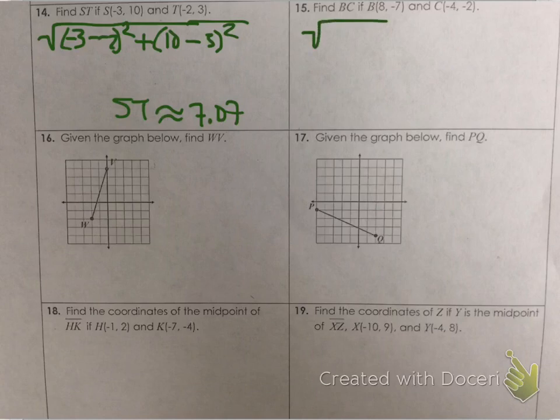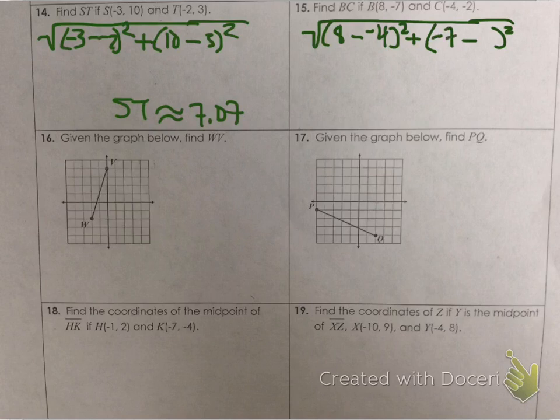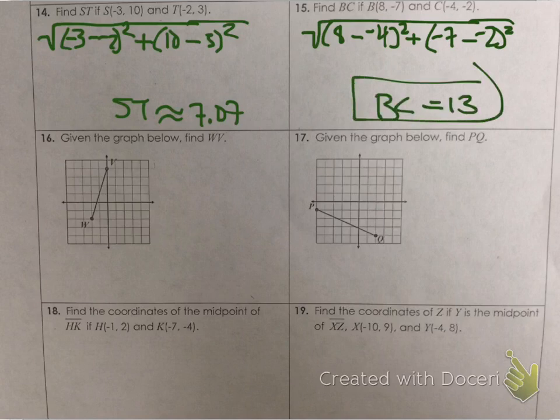And I would do the same thing here. Again, minus, plus, you know, that type of thing, they're squared. And then again, x's together, 8 and negative 4. And then negative 7 and negative 2. And then again, when you do that, you should get BC is 13. Notice this one I didn't have to round off, but this one I did, so I would use the little approximate symbol.